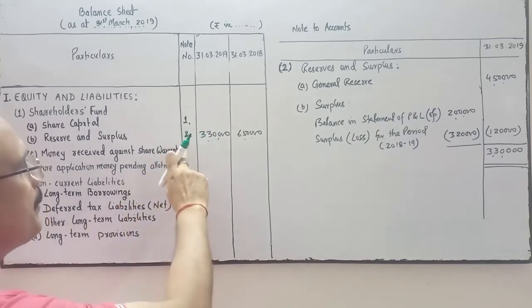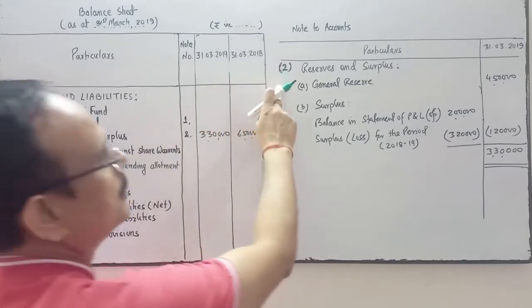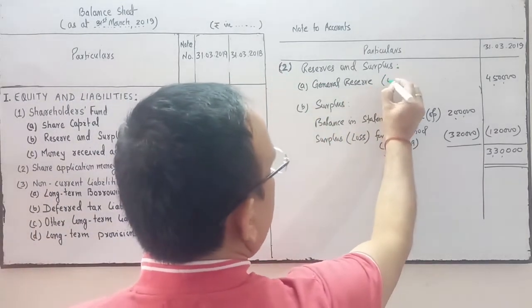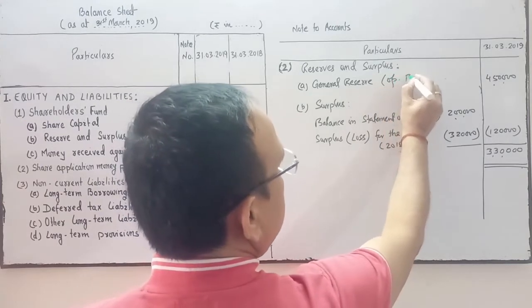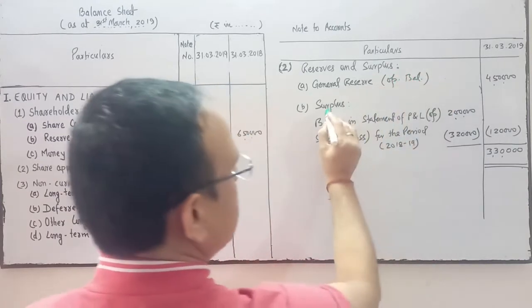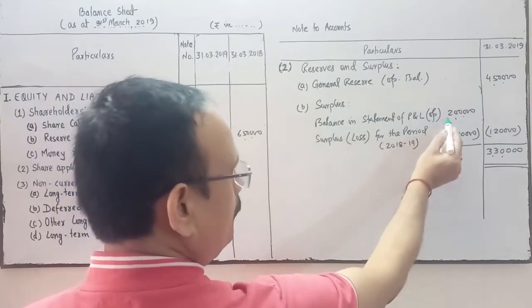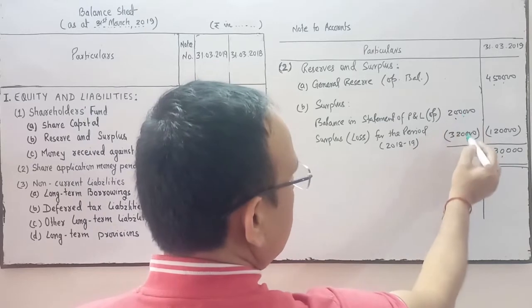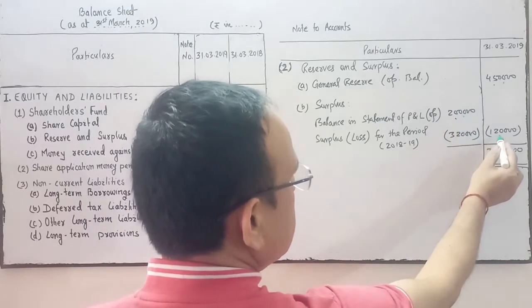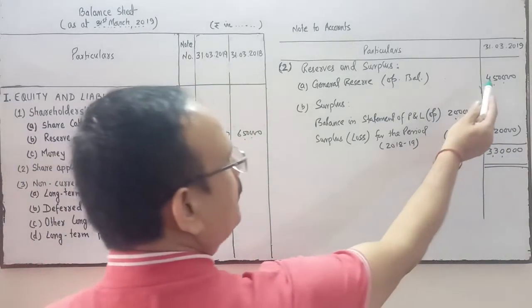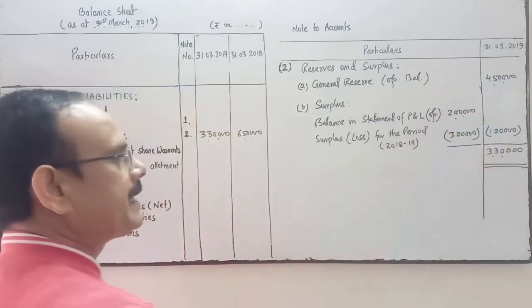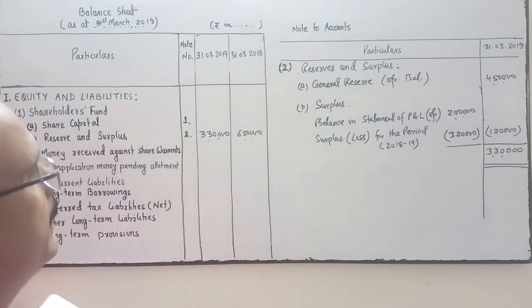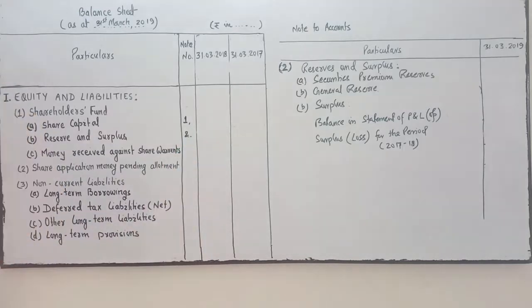For that you have to refer to note number 2. In note number 2, this is the opening balance of general reserve, and surplus opening balance is 2 lakh profit. This year loss is 3,20,000. So 2 lakh minus 3,20,000, 1,20,000 is the minus figure. So 4,50,000 plus and minus 1,20,000, so 3,30,000. So you write 3,30,000 over here, note number 2.